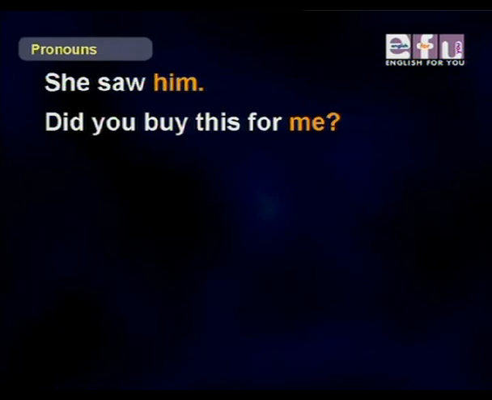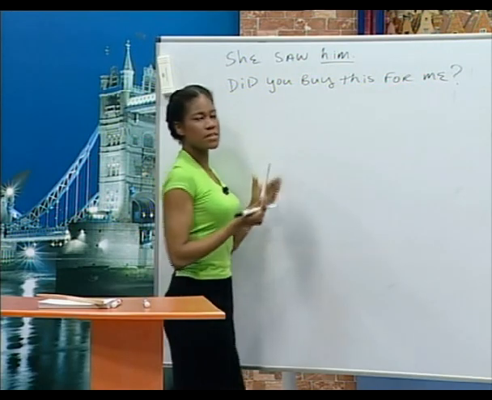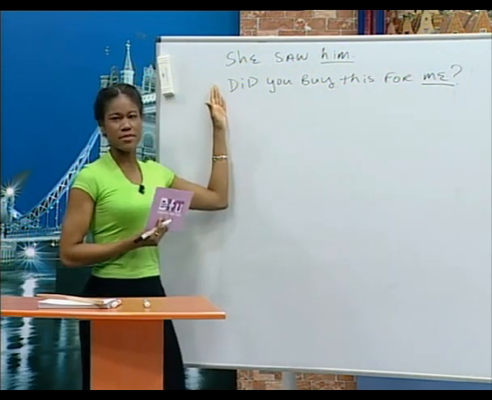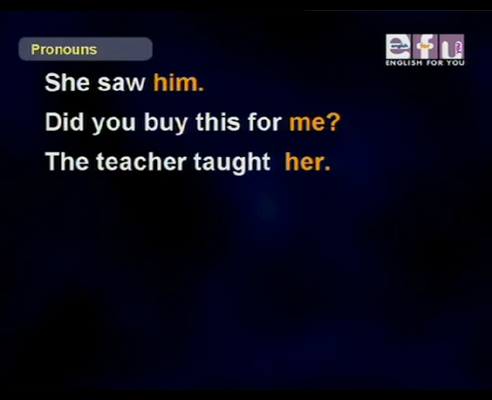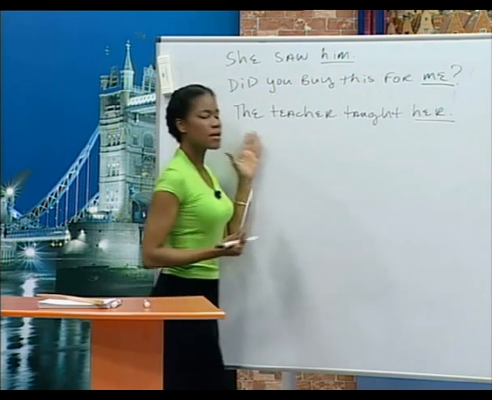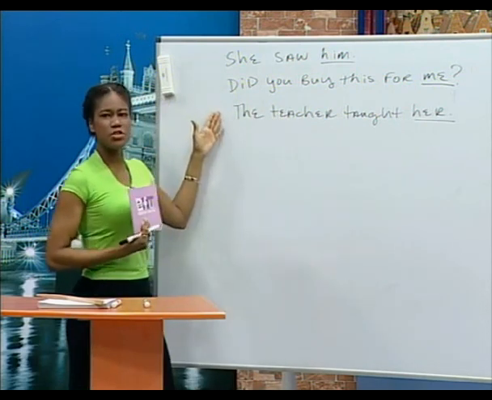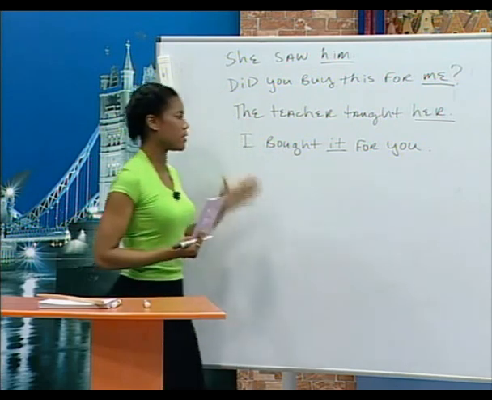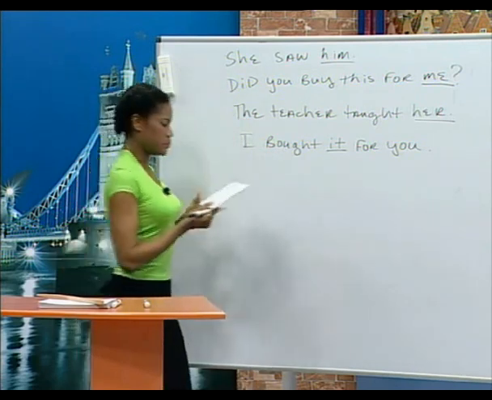Next example. Did you buy this for me? Okay, object pronoun is me. Did you buy this for me? The teacher taught her. Okay, object pronoun is her. The teacher taught her. I bought it for you.